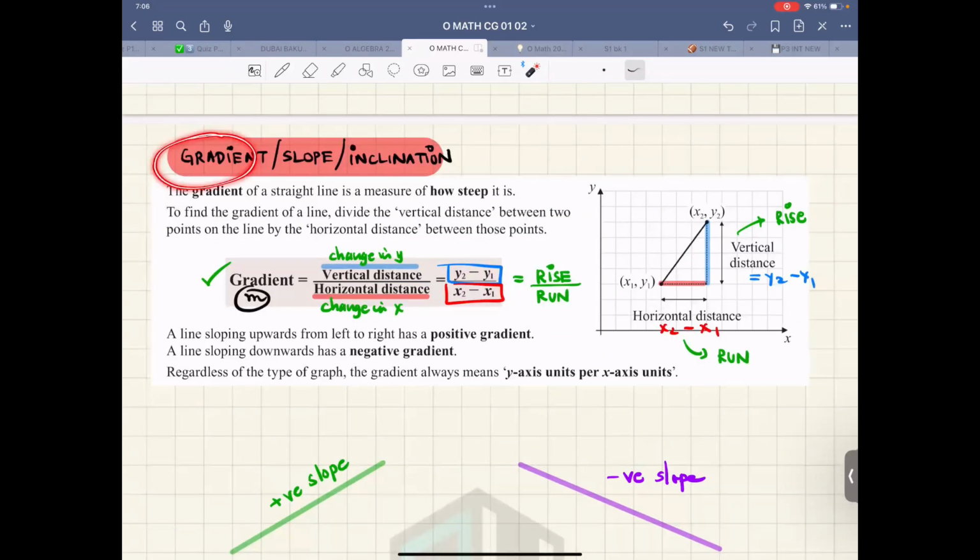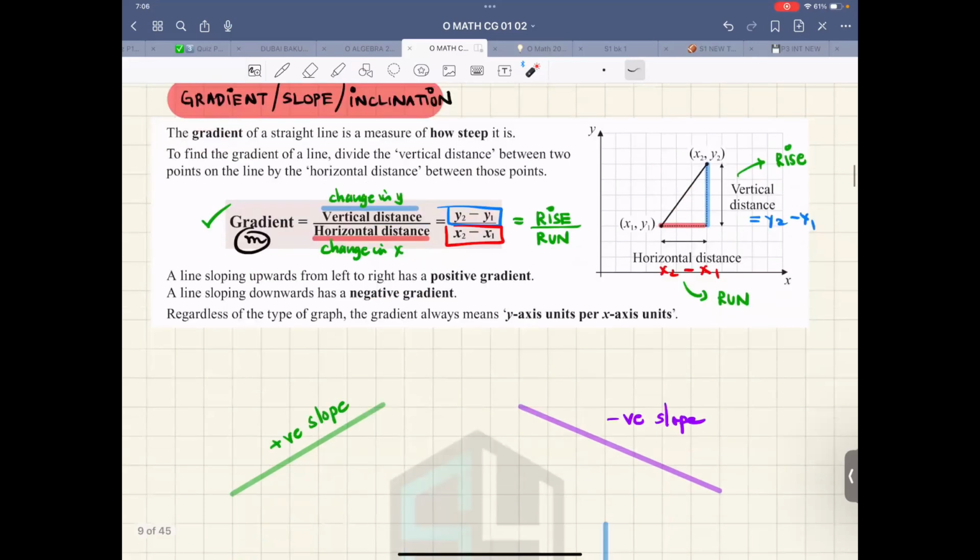Then we talked about the concept of gradient, slope, also known as inclination. That is change in y over change in x, which is (y2 minus y1) over (x2 minus x1). This is the change in y. This is the change in x. It's also referred to as rise over run.